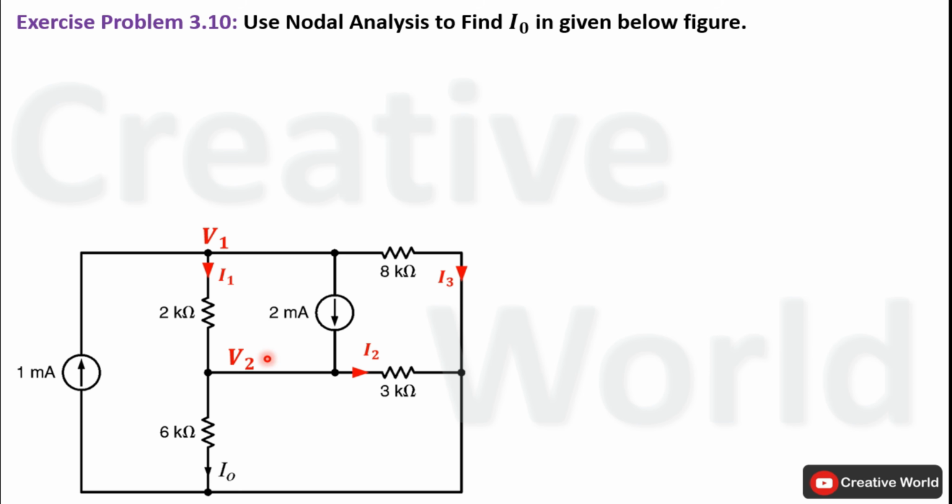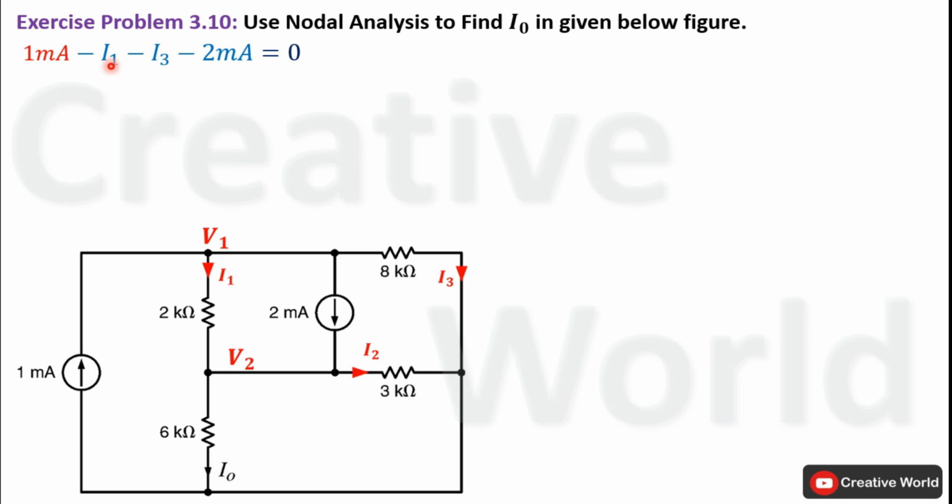We will start from this node. On this node, one current is entering, that is 1 milliampere, while 3 currents are leaving, I1, 2 milliampere and I3. So Kirchhoff's current law equation for this particular node will be 1 milliampere minus I1 minus I3 minus 2 milliampere. All of these are equal to 0. Here entering current is taken with positive sign while leaving currents are taken with negative sign.